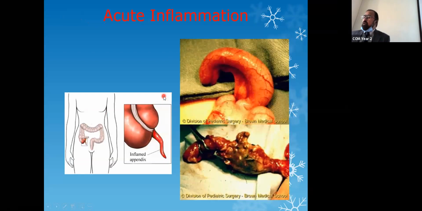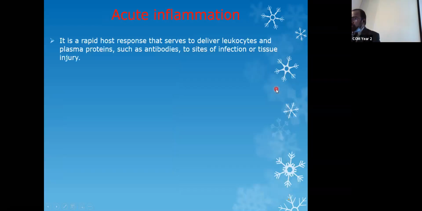Okay, so this is another picture in which you can see the appendix, and this shows all the cardinal signs of inflammation. It is red, it is swollen, it is hot probably if you touch it, so all the cardinal signs will be here. You can see the patient is in intense pain when the patient has acute appendicitis. There are signs of acute appendicitis which I'm not going to discuss now. That is a separate topic.